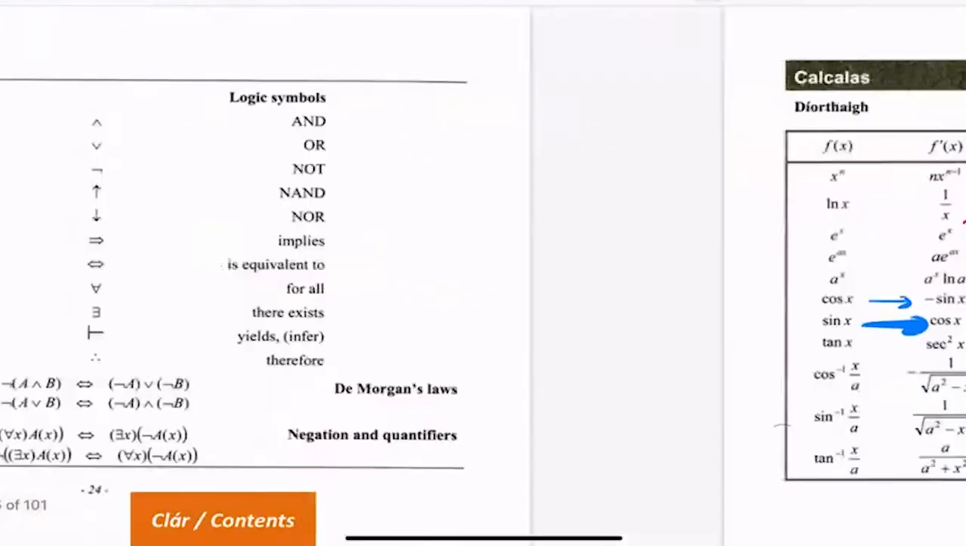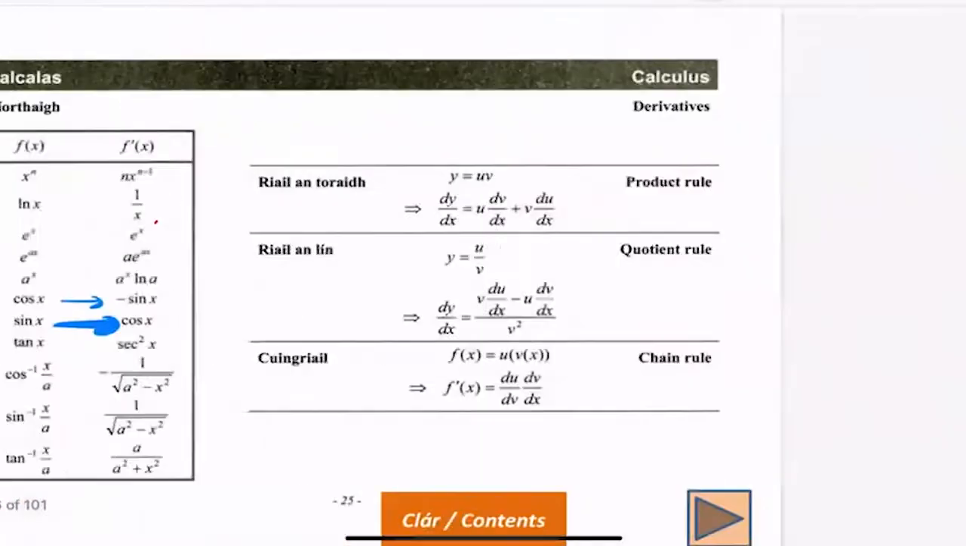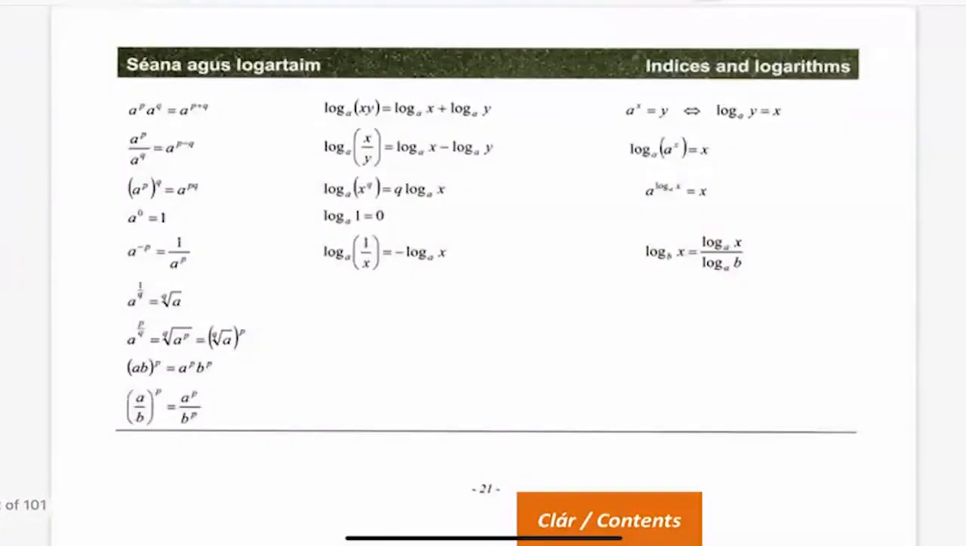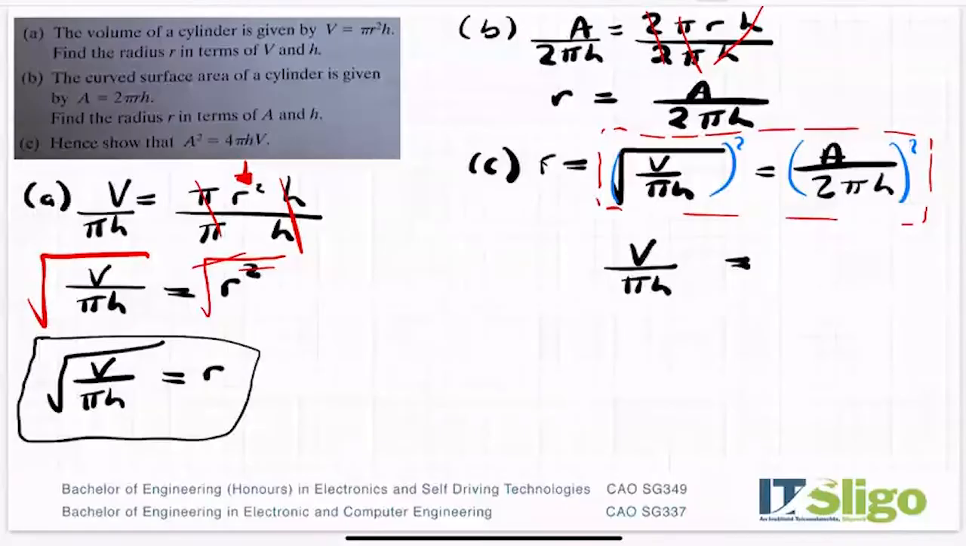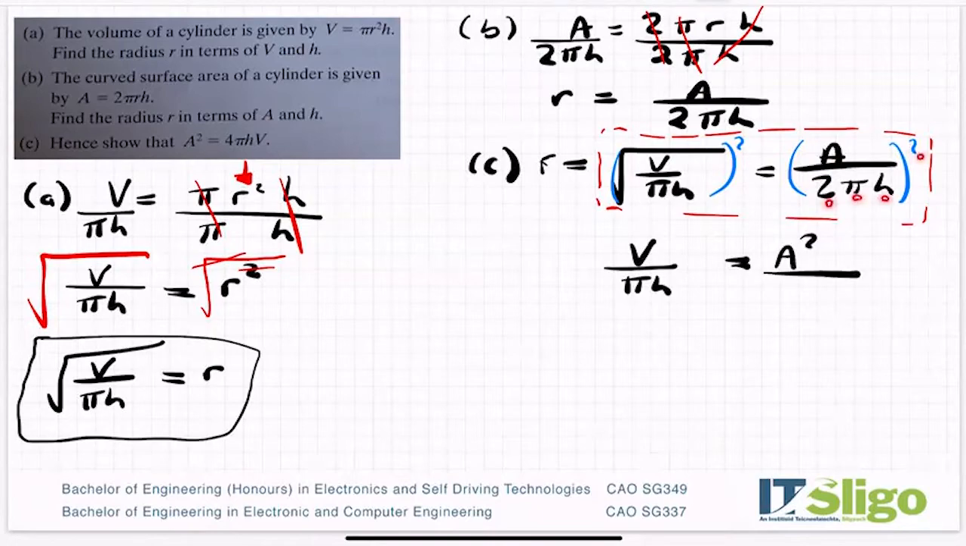If I can just show you that, you may not have that chapter done yet. There is a page in your log tables, page 21, which is the rules of indices. You can see down here that if I have something in a bracket to be squared, you square the top and you square the bottom. So that's what I'm going to do over here, and this is going to be a squared, and the bottom is going to be 2 pi h squared. So each of these little pieces has to be squared.